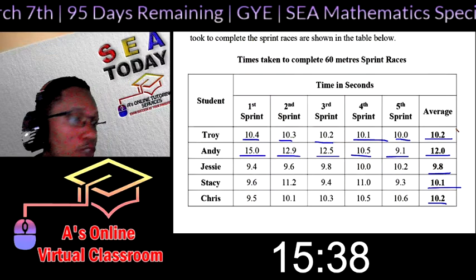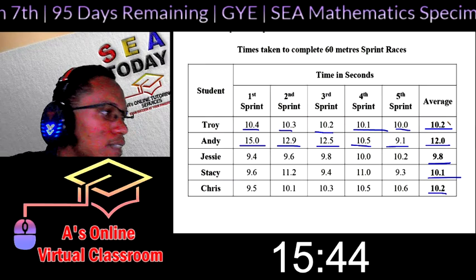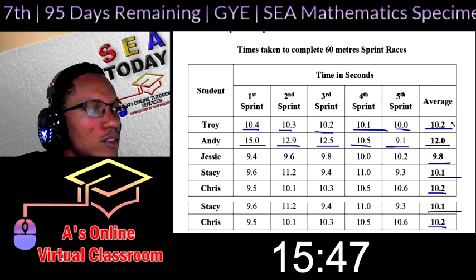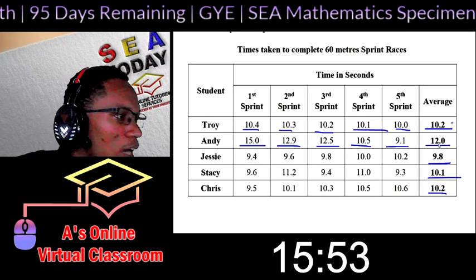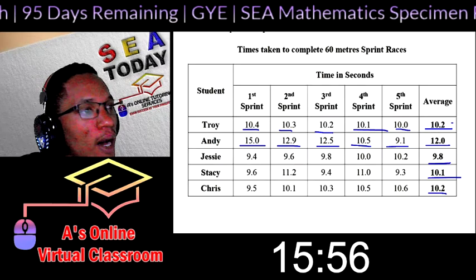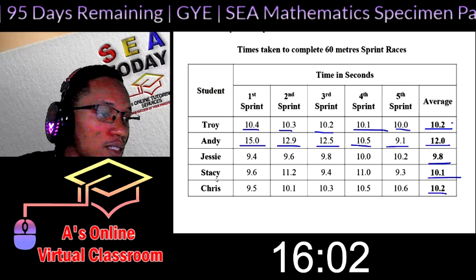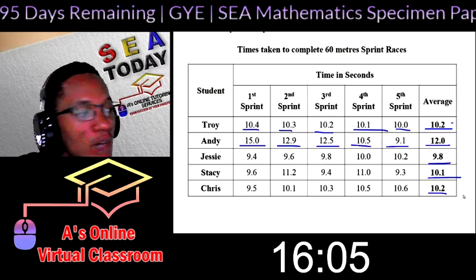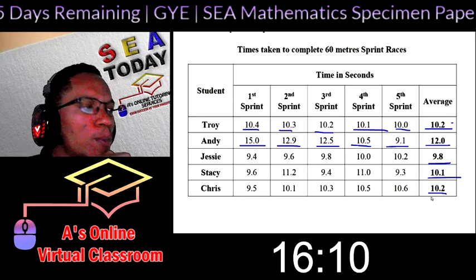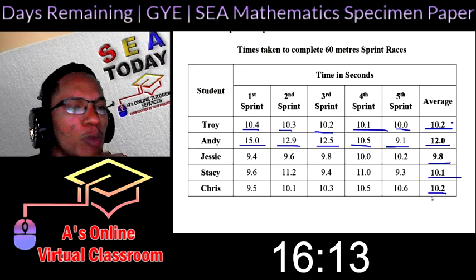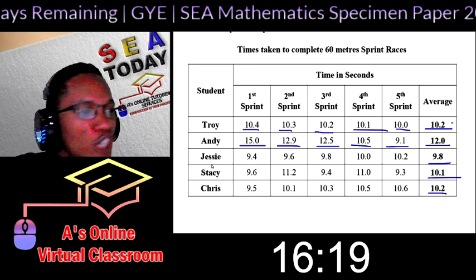And let's take a look at the averages. So Troy ran all 5 races and his average was 10.2 seconds. Right? Andy, his average was 12.0. Jesse, average was 9.8. Stacy's average was 10.1, and Chris's average was 10.2. So the question is telling us, well, average is not a good way to pick the student to represent the school. Why? So the person with the best average here is Jesse.